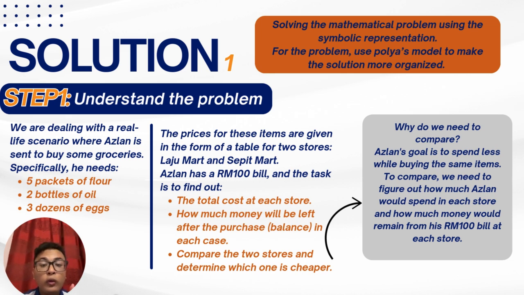Why do we need to compare this? Azlan's goal is to spend less while buying the same items. To compare, we need to figure out how much Azlan would spend in each store and how much money would remain from his 100 ringgit at each store. So that is the reason why we need to compare these 2 stores.